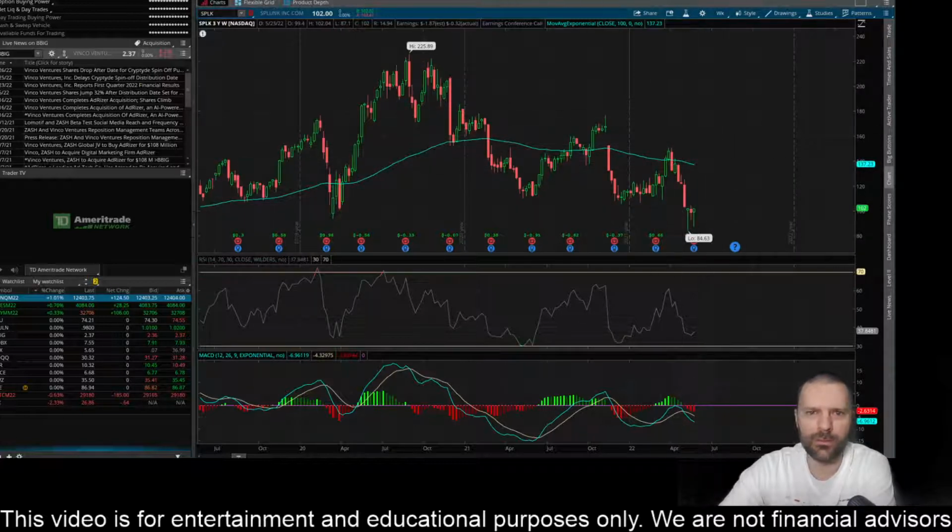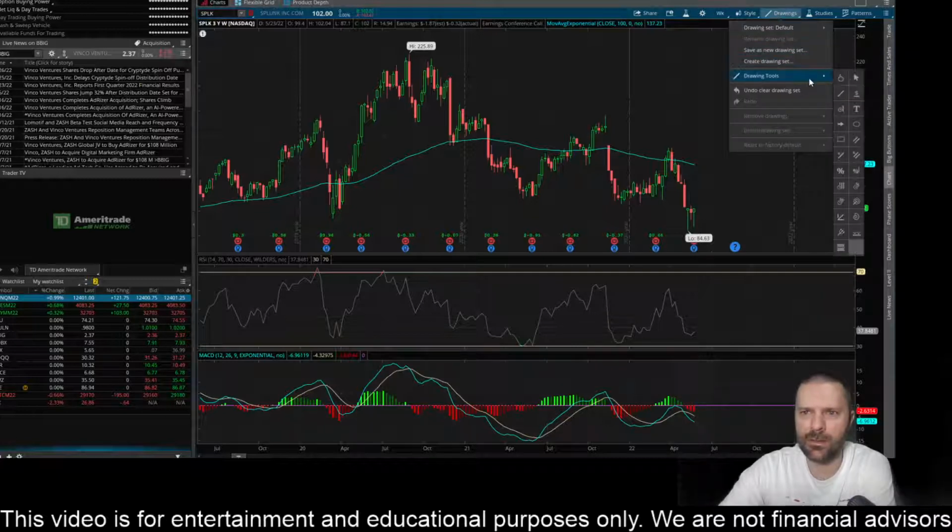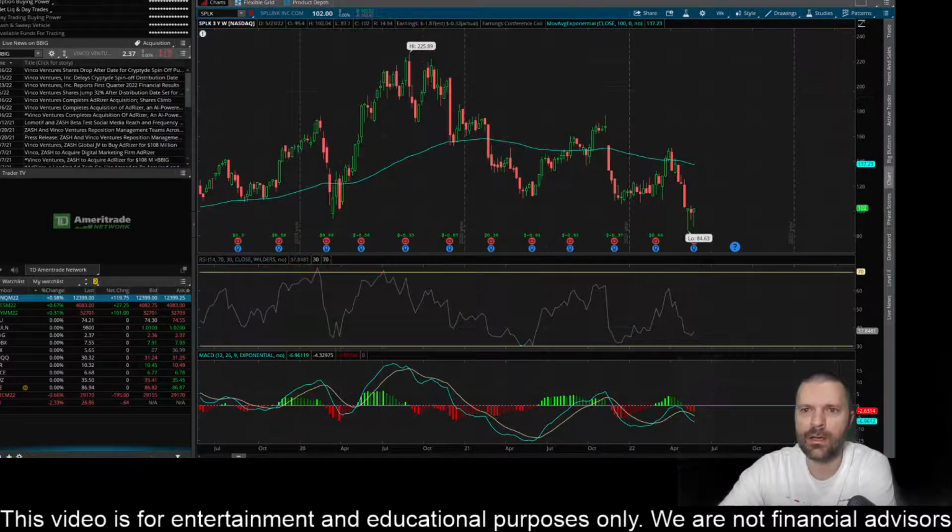And then what you want to do to draw out a trend line is go to the drawings button in the upper right here. I think I had this thing set to the Fibonacci retracement tool. So I'm just going to click this drawings button, go down to drawing tools and make sure I'm on this trend line button here, or this line.